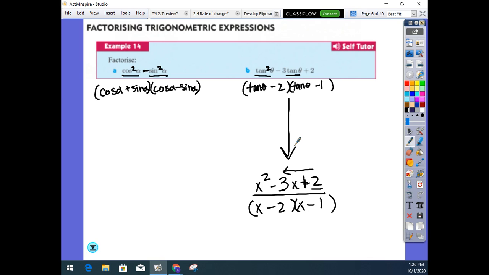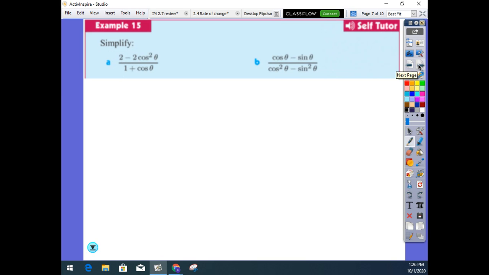And there are times where, as you're getting used to this, some people will just change all the variables into x's, do the problem, and then just turn it back into tangent for the answer. That is totally acceptable. All right, last 2 problems.